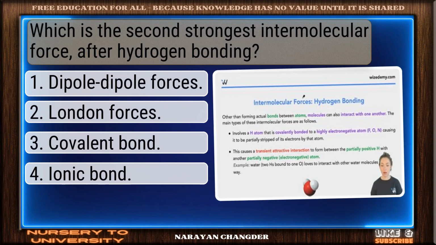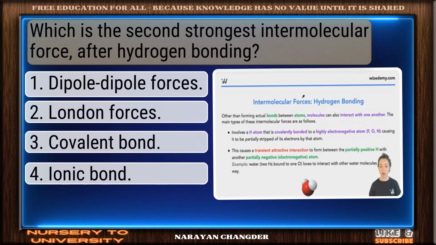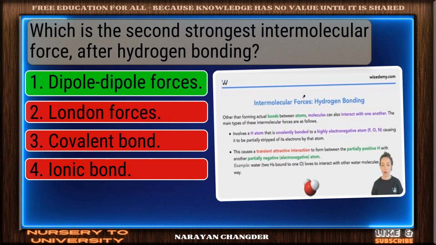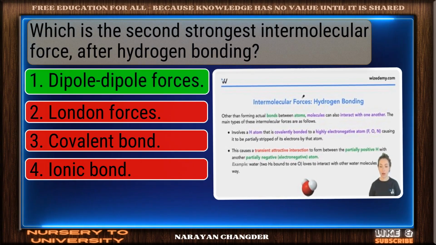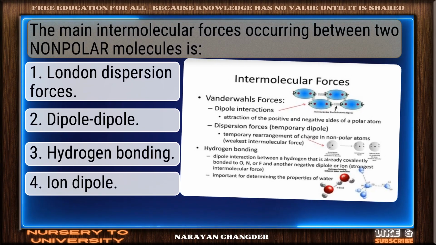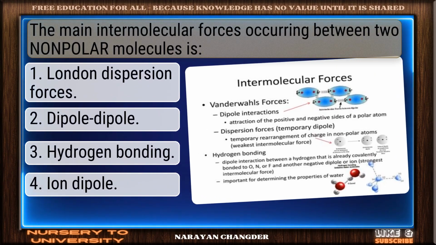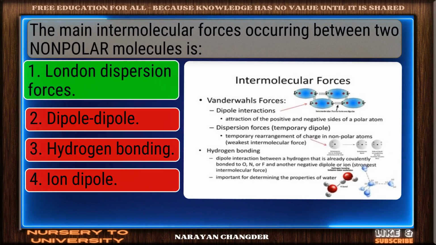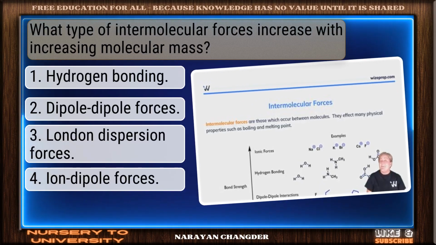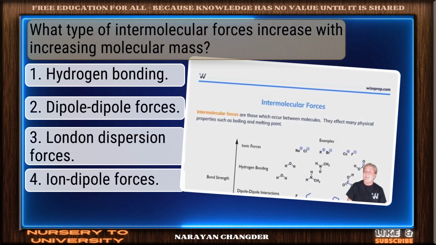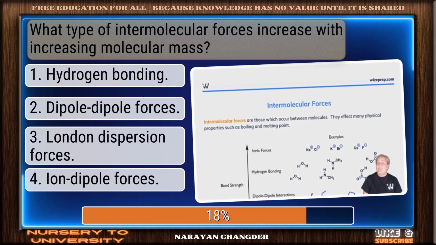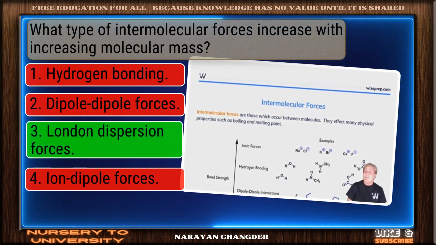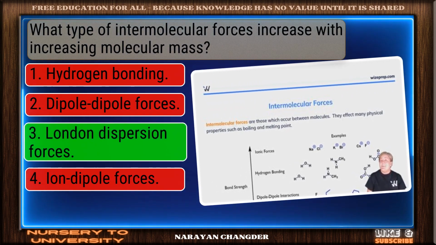Which is the second strongest intermolecular force after hydrogen bonding? Nice selection. Dipole-dipole forces is the correct and valid answer. The main intermolecular forces occurring between two nonpolar molecules is... Strong choice. London dispersion forces is the right answer. What type of intermolecular forces increase with increasing molecular mass? Good job. Your answer, London dispersion forces, works well here.